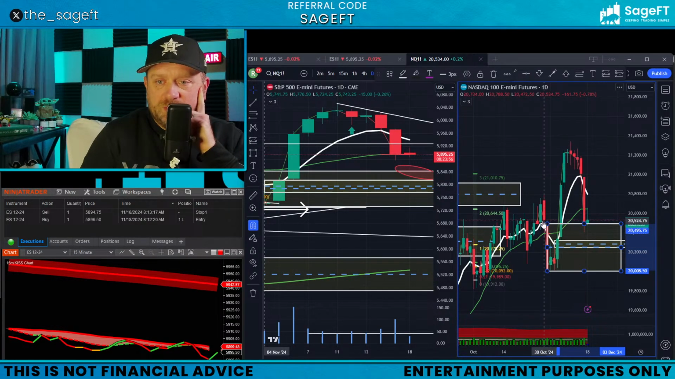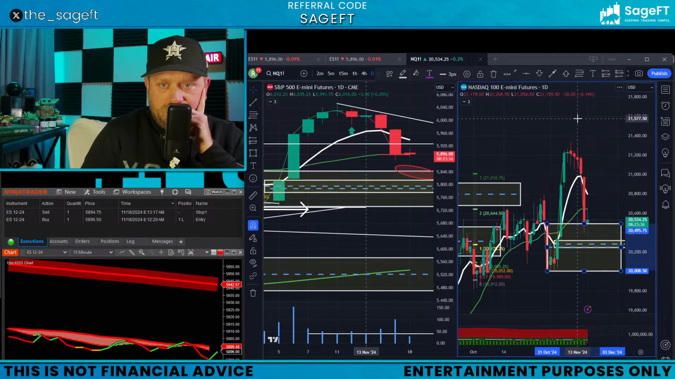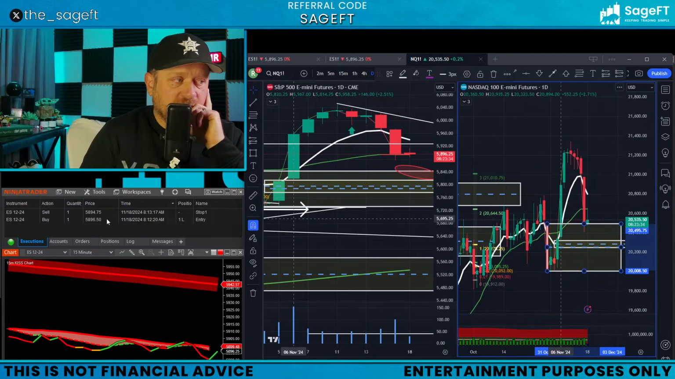Remember, a unicorn is the fair value gap inside of an order block, and also, well, this is a triple, right? Because then it's also inside of a breaker block. All right, so that's something we're definitely watching.